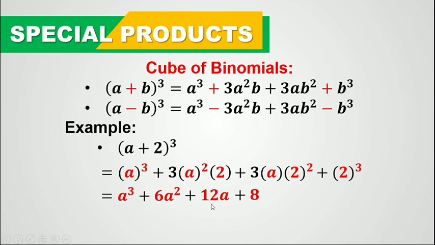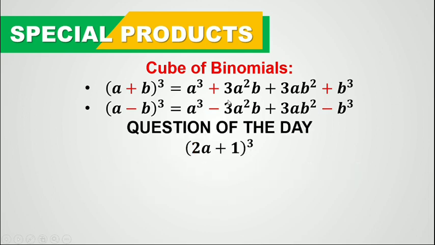So it's quick and easy as long as you have familiarized these patterns. So let's go back to the question of the day. Let's try this now. So 2a, quantity 2a plus 1 cubed. So again, the pattern is just to square the first term. So the first term is 2a, so we're going to square it. So plus, and we have the signs.